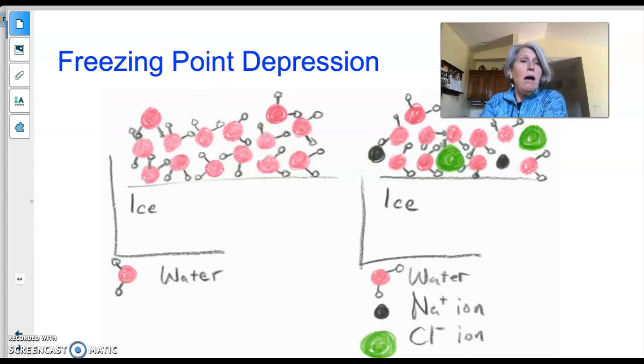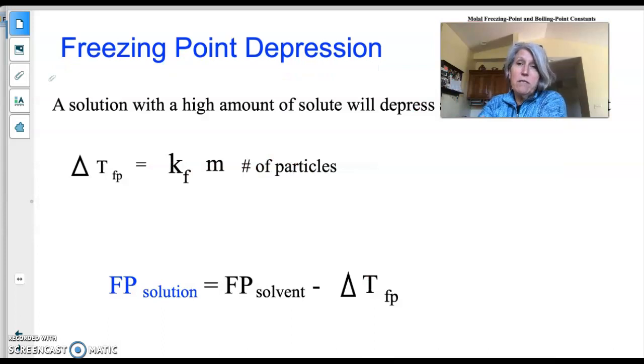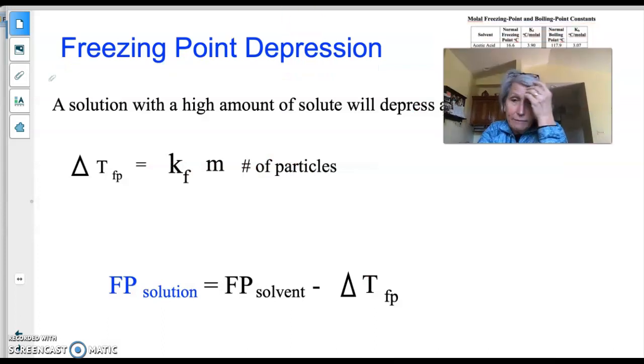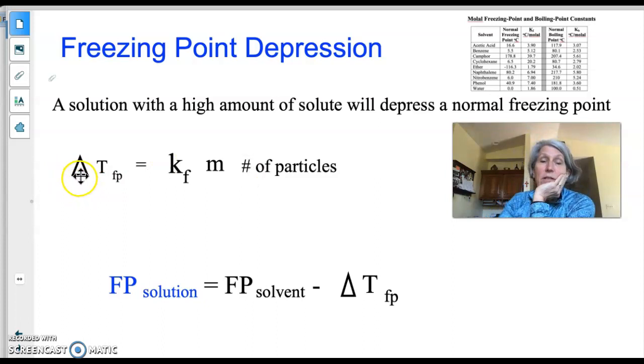So how do we calculate a freezing point depression problem? Well, again, we would have to calculate a delta T, and a delta T is based on a constant, which is a Kf, times the molality times the number of particles. And once you calculate that change in temperature of the freezing point, you can then use the freezing point of solution is equal to the freezing point of pure solvent minus the delta T, and that's why we call that a freezing point depression.